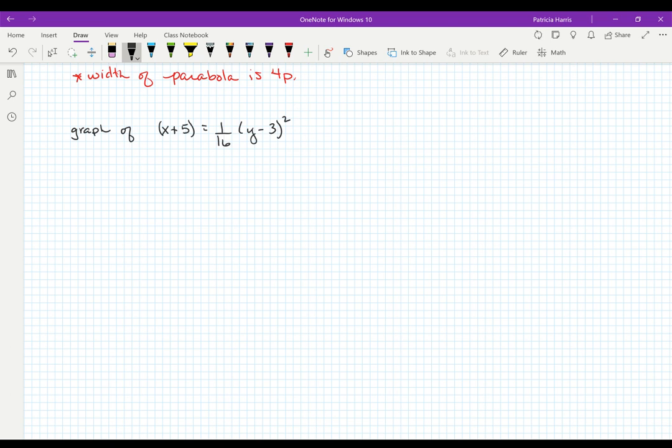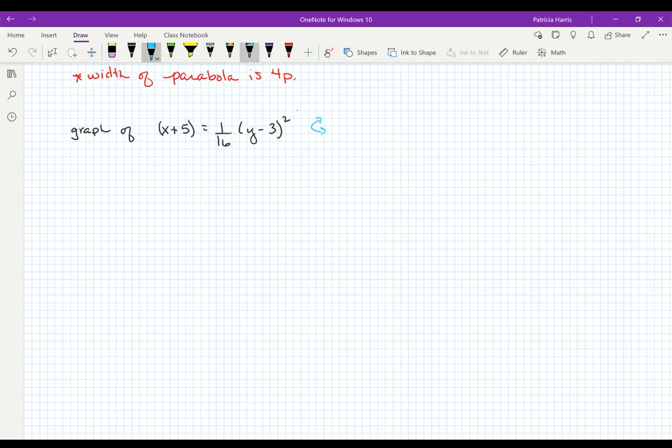Okay, so let's look at our equation. We have x plus 5 in parentheses equals 1/16 times (y minus 3) squared. Since the y term is squared, we know that it opens left or right. When we look at the 1/16, that's our 1 over 4p, we notice that it's positive, so we know that our parabola opens to the right. So I'm just going to draw a little sketch of what my parabola should look like when I'm all done.